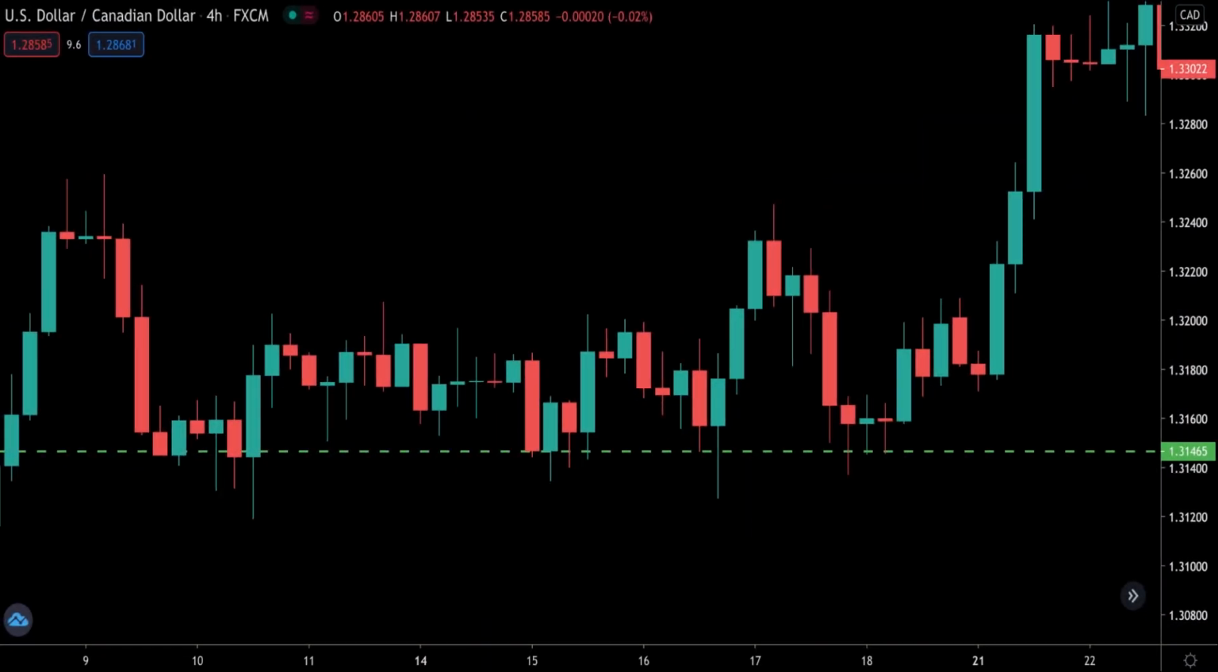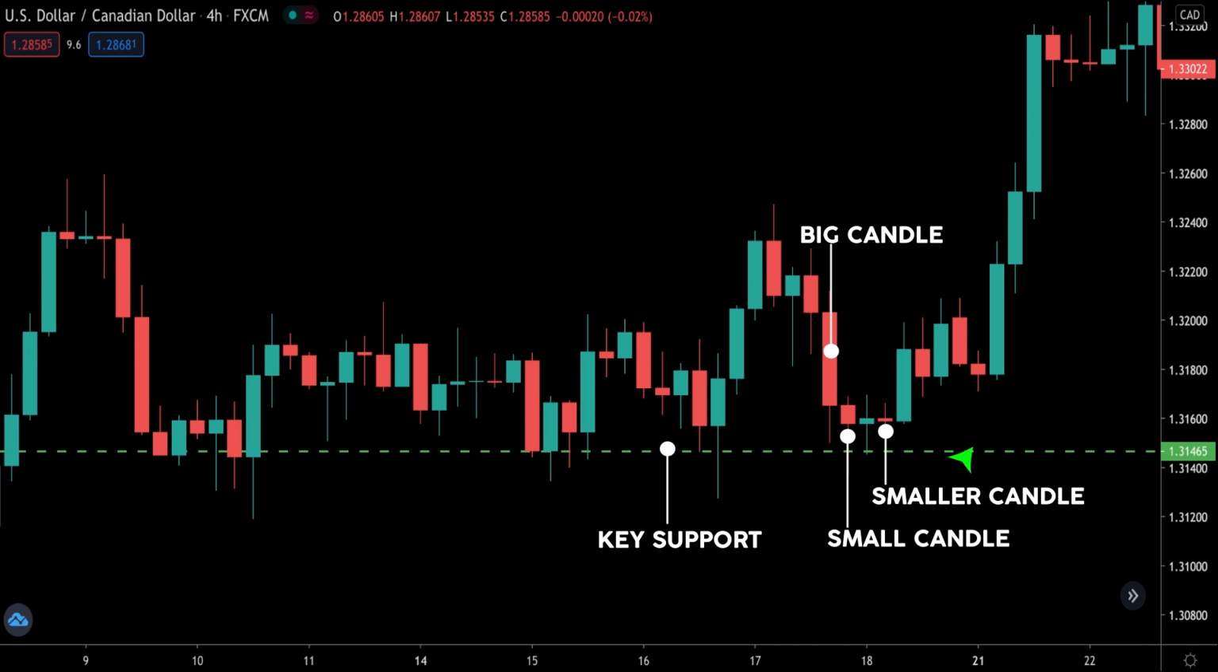Here's the dollar CAD, and we observe the same pattern. Price approaches the key support with candles that get smaller and smaller. Observe what happens to price afterward.